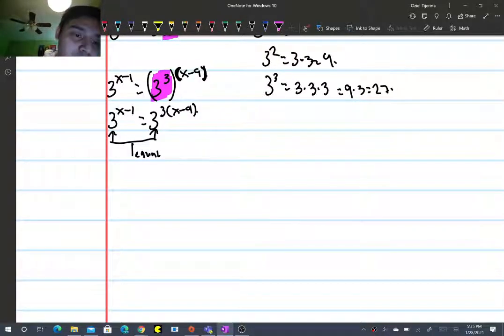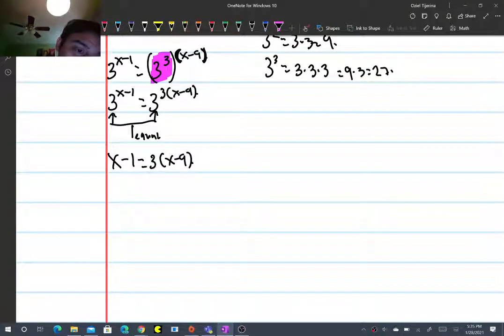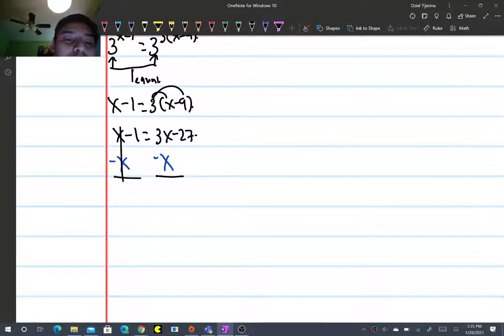So now you can go ahead and make the top equations equal to each other, right? This will give you x minus 1, so you have x minus 1 equals, and you're going to distribute your 3 in. This is 3x minus 27. You can subtract x on both sides, and that's only if you don't like working with negatives. So basically, you can subtract x on both sides.